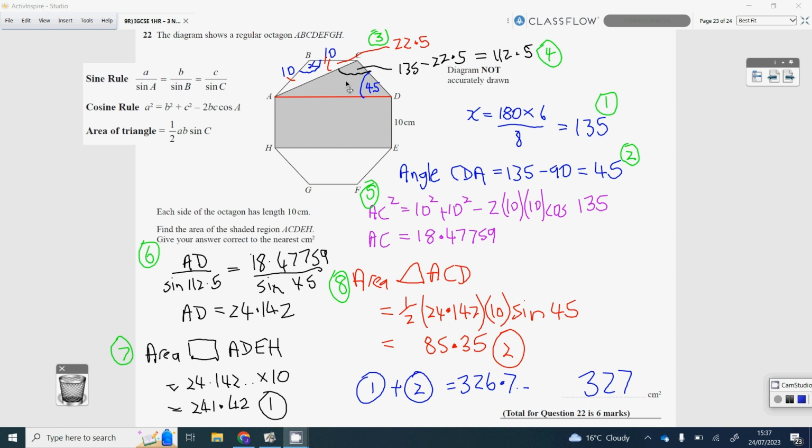So I know the area of the triangle, I know the area of the rectangle, these are the areas 2 and 1. Add these together, I get a total area for the shaded area of 326.7. So to the nearest centimetre, that's 327 centimetres squared.